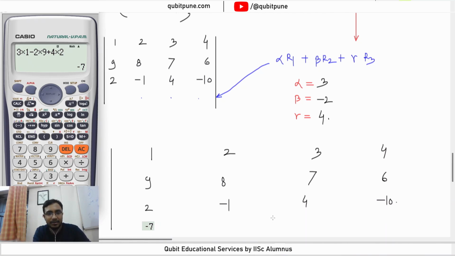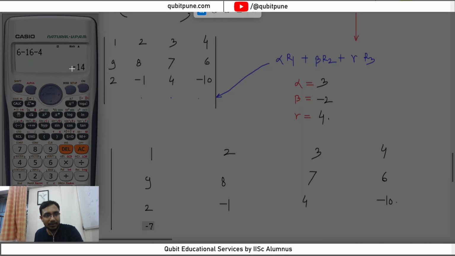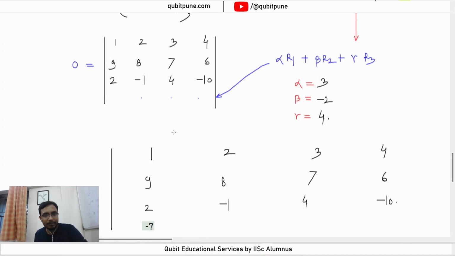3 into 2, 6, 8 into negative 2, minus 16, minus 1 into 4 is minus 4. 6 minus 16, yeah, just checking it. That is negative 14.